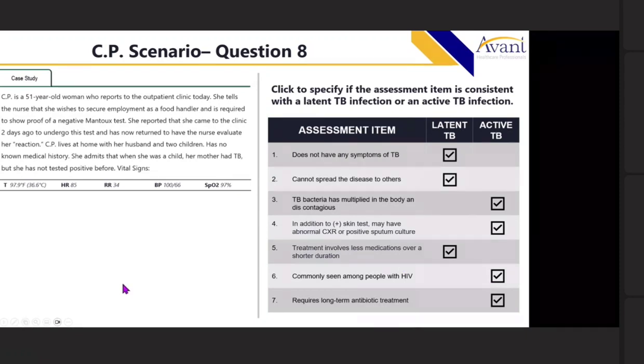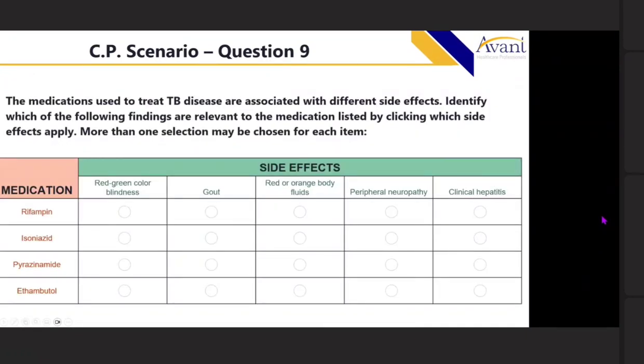All right, question number 9. Now we're going to talk about the medications, right? This is going to be a great one to screenshot when we get it all filled out, because I will tell you, TB medications are very, very common on your NCLEX. So the medications that are used to treat TB are associated with different side effects. Identify which of the following findings are relevant to the medication listed by clicking which side effects apply. More than one selection may be chosen for each item.